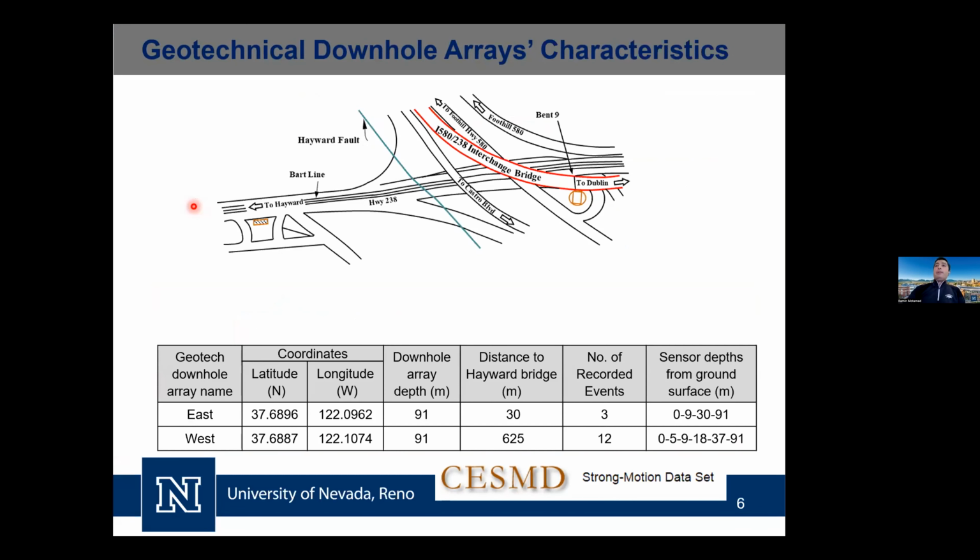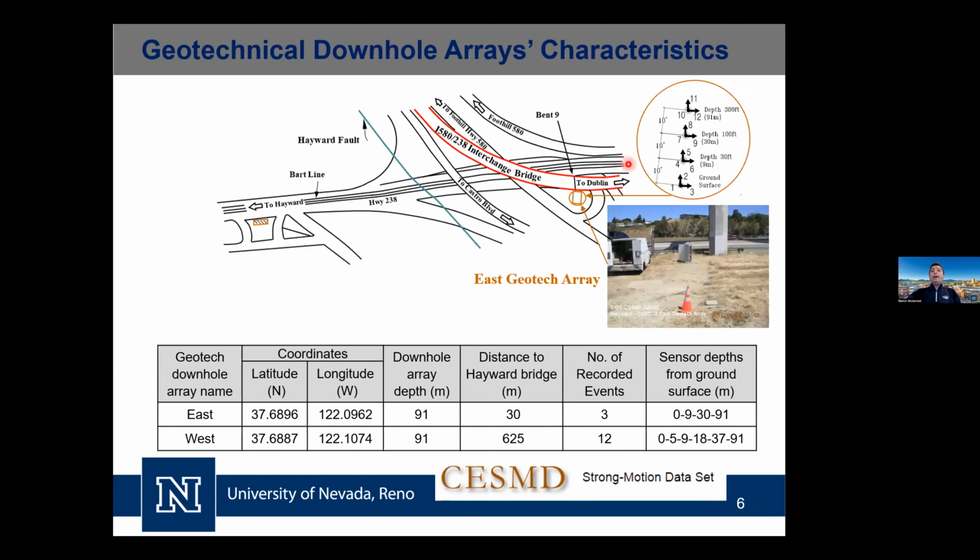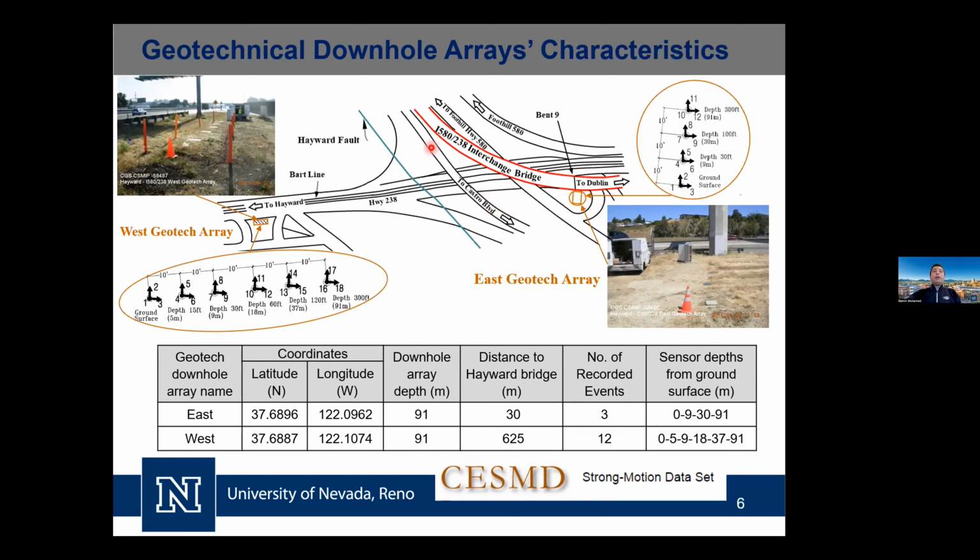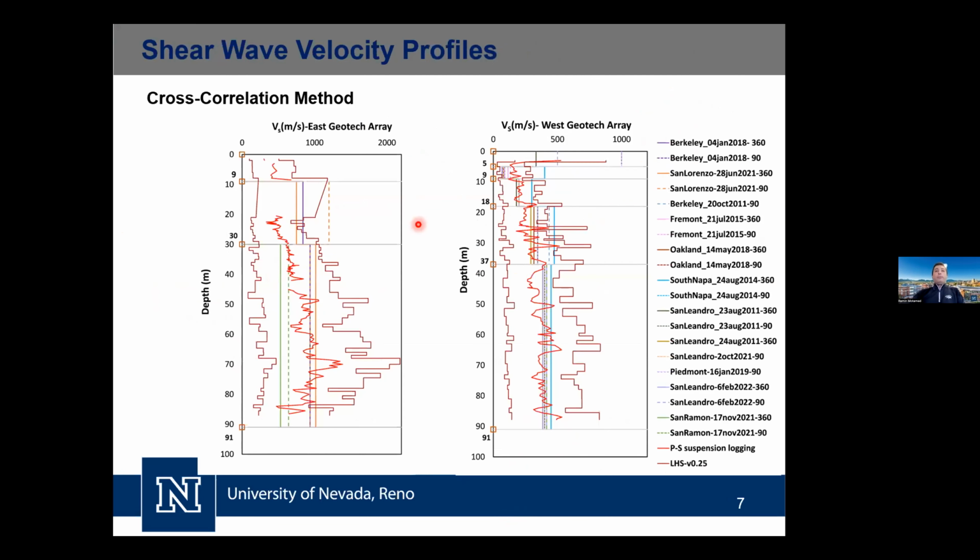So a little bit more detail about these 2 downhole arrays. The East array, which is closer to the bridge site, has 4 sets of sensors, from ground surface all the way to a depth of about 300 feet. And through the SysMIP website, you can see that there are 3 recording events at this site. The other array, which is a little bit further toward the west, goes to the same depth, about 300 feet, but has more sensors. We have 6 sets of sensors, and there are 12 recorded events at this downhole array. So we'll be using this data in this project.